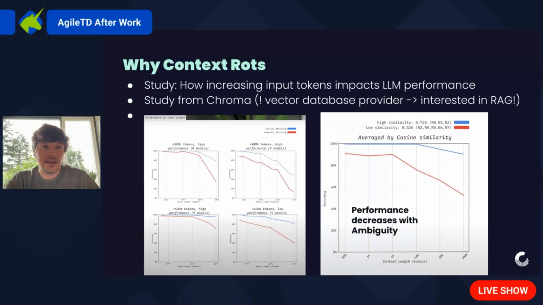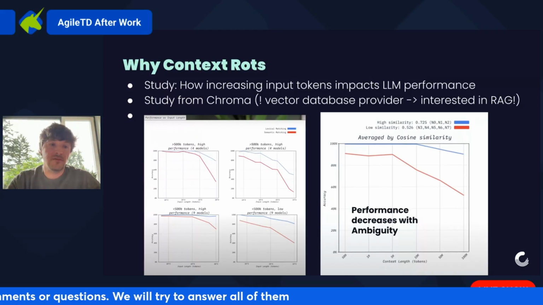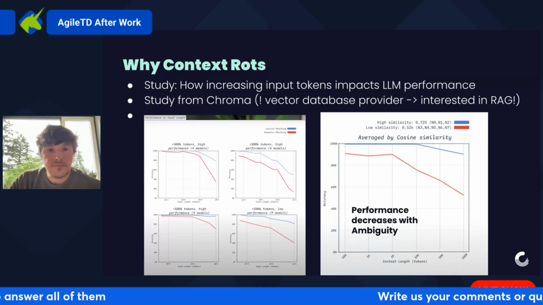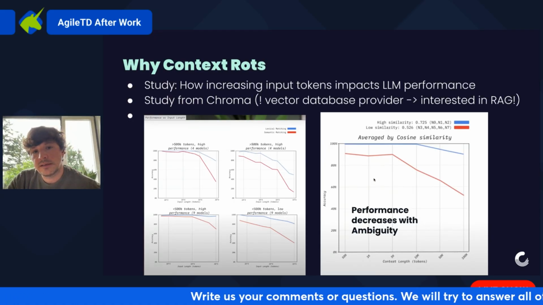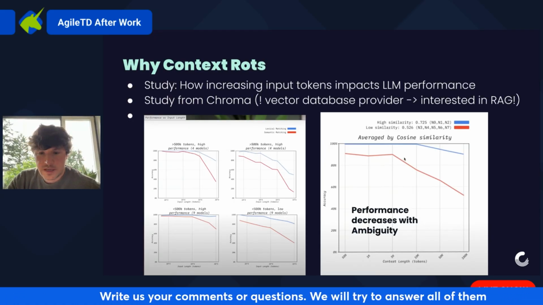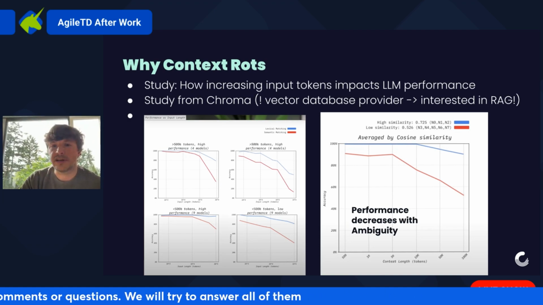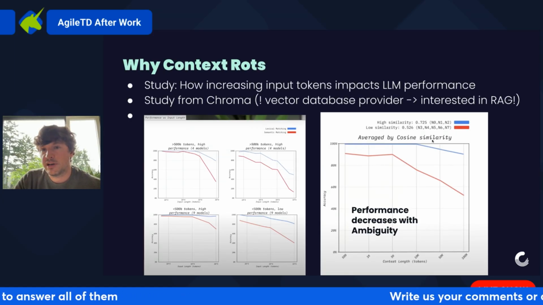There you will see higher degradation with more context. And also a similar result was found when you use the cosine similarity between the words.